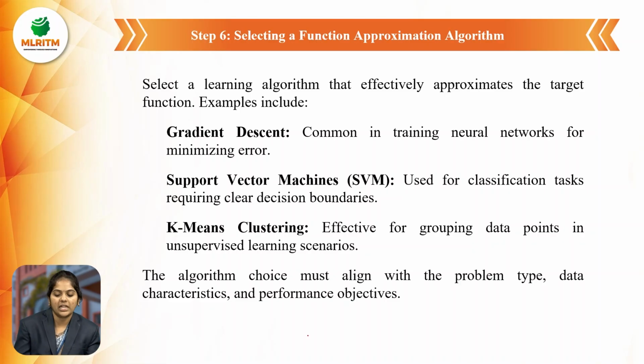Like we have some examples: gradient descent algorithm, support vector machine, and k-means clustering. Gradient descent is commonly used in training neural networks for minimizing the error. Support vector machine, that is SVM, is used for classification tasks, which require clear decision boundaries. The next one is k-means clustering, which is effective for grouping data points in unsupervised learning scenarios. The algorithm choice must align with the problem type, the data characteristics, and the performance objectives. So based on this, one of the algorithms is chosen for model training.